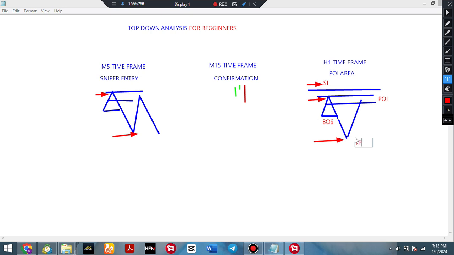This also applies if you are using the H1, but since it is 5 minutes, you just put your stop loss at the high of this H1, but your TP should be at the swing low of the M5.